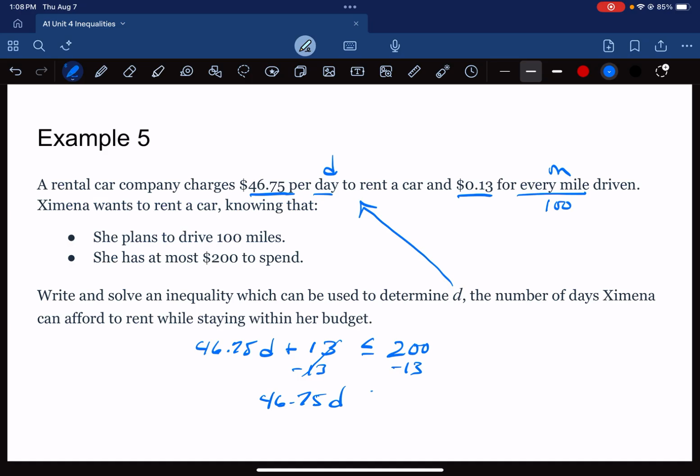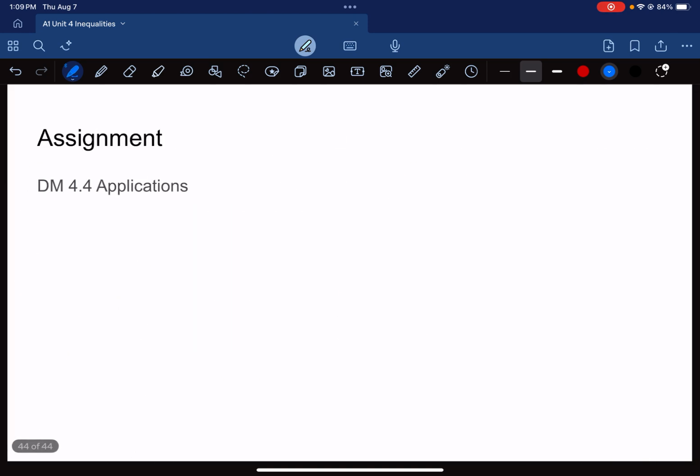46.75 D is less than or equal to 187. 187 divided by 46.75 is, oh wow, D is less than or equal to 4. Okay. What's the number of days that she can rent while staying within her budget? She can rent for 4 days and spend exactly what she has. Okay? All right, you guys give DM44 a try.